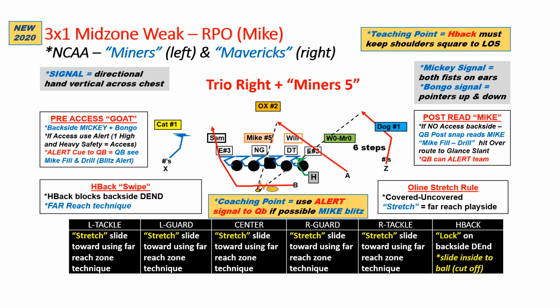Again, this would be swipe mid-zone out of a 3-by-1. What's nice about this is it's great when you have teams that overload to your 3 receiver side. We're going to go ahead and run our mid-zone weak. H is going to block that defensive end to the backside on the right. And now we get the A and the Z receiver in the Mickey concept for the RPO.